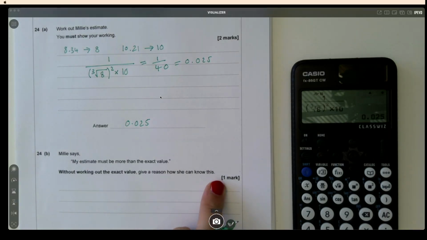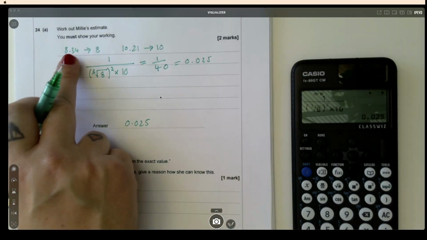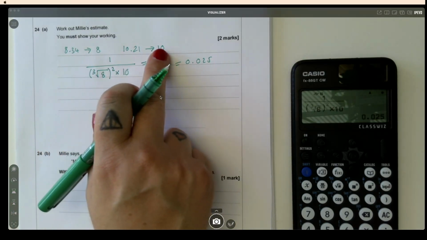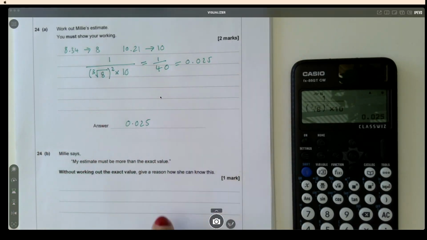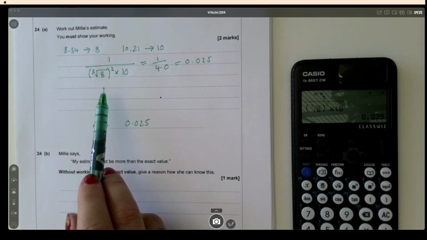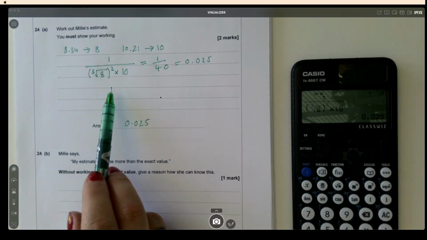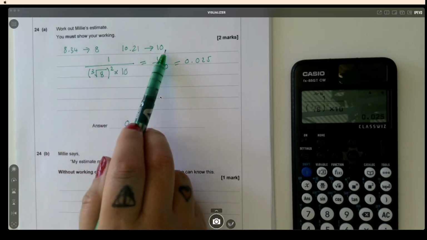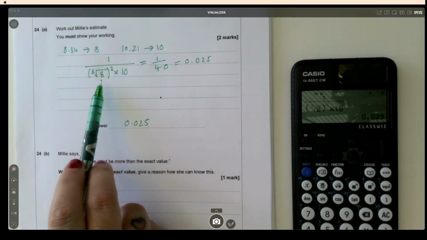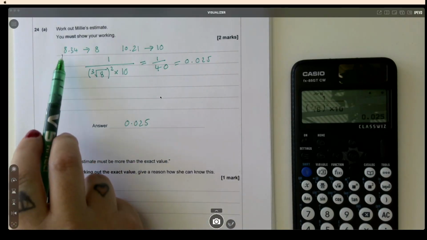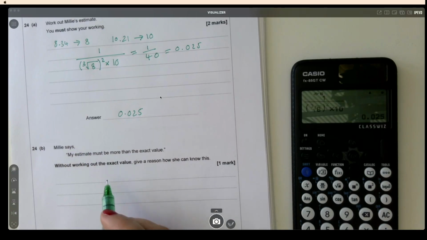Okay, so because 8.34 was rounded down to 8 and 10.21 was rounded down to 10, we're dividing by a bigger number. So they were rounded down, so if we were using the exact values, we would be dividing by a bigger number, which would then make our answer smaller. So we're going to write that down.